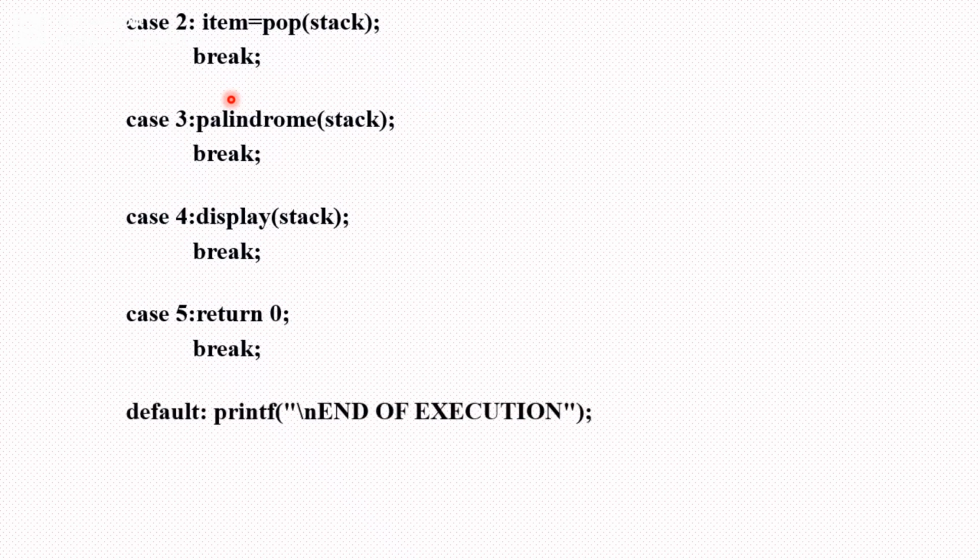Default, end of execution. This is the end of switch. After that, checking for ch not equal to 0, that is, whether the choice entered is less than 6 or not. If it is equal to 6, it comes out. Let's see the output now.